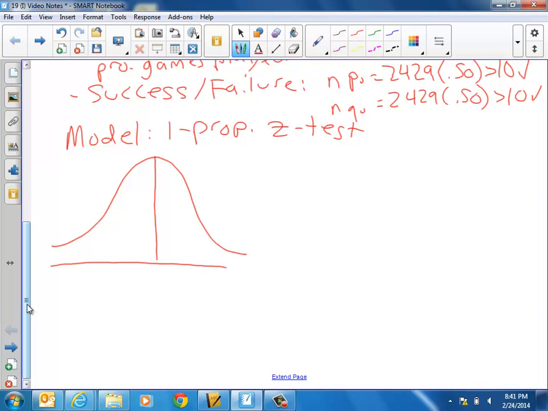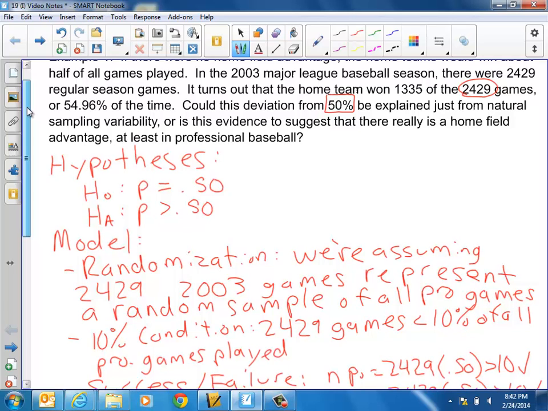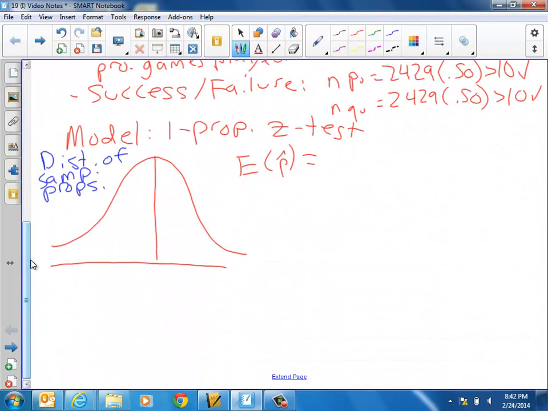So, what do we need here? Well, let's go ahead and label the bell curve. This is, it's in blue, just so it catches your eye, distribution of sample proportions, like that, and the expected value of p hat, the expected value of any particular sample, given our null hypothesis assumption, what the defendant is claiming to be, is 0.50.